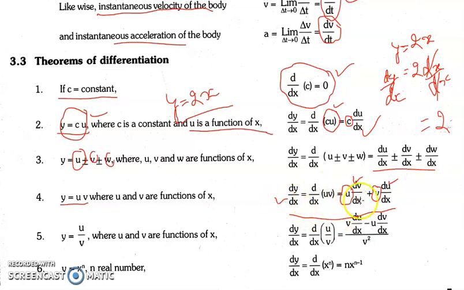मतलब हम पहले को कांस्टेंट रखेंगे, दूसरे को डिफरेंशिएट कर देंगे, प्लस दूसरे को कांस्टेंट रखेंगे, पहले को डिफरेंशिएट कर देंगे. ठीक है. So these are the numeric basic theorems that we'll be using in our numerical part of course.